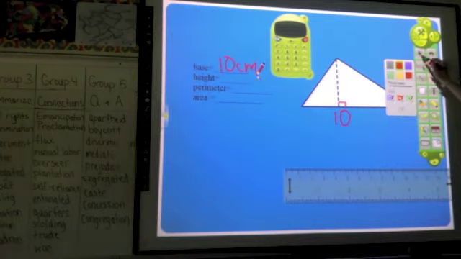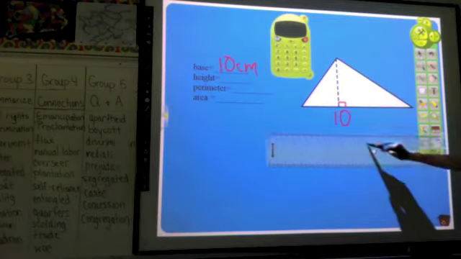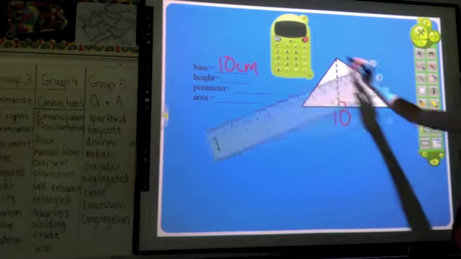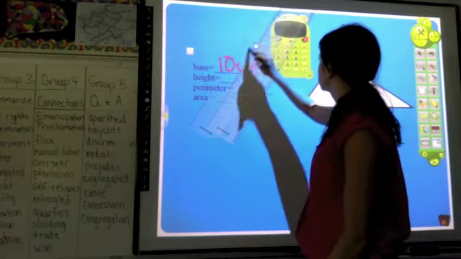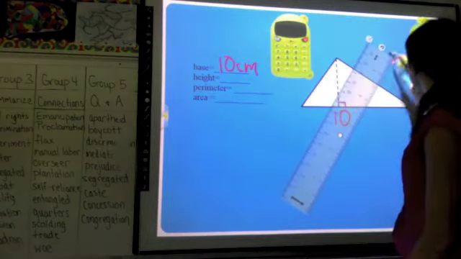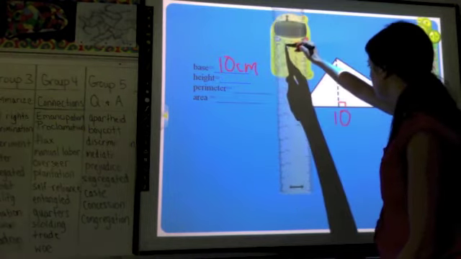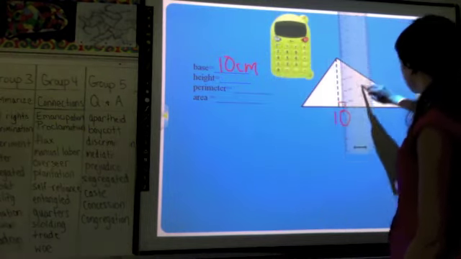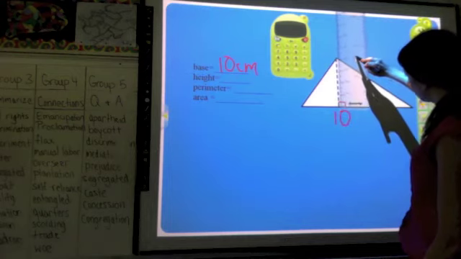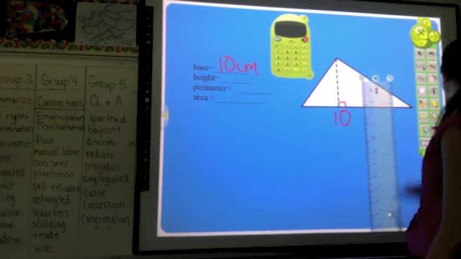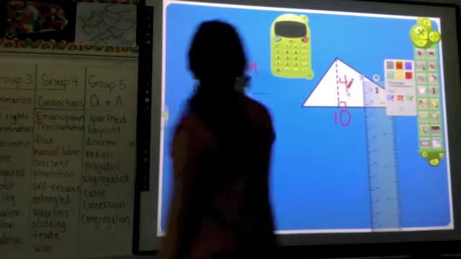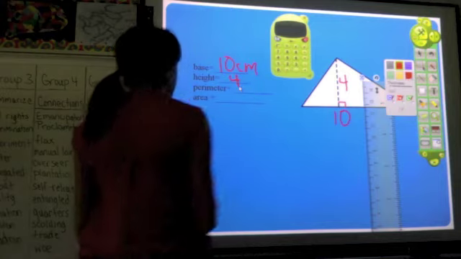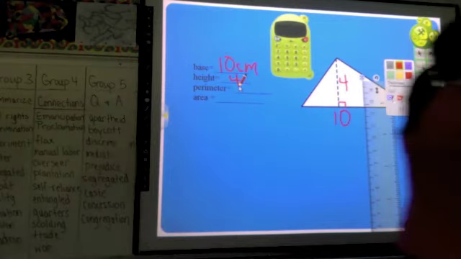Now I'm going to find the height of my triangle. Take my ruler, flip it around, and there we go. Oops. And bring it back over here, and I'll measure the height. Here we go. The height of my triangle is 4 centimeters. So I'll write a 4 here and a 4 over there.